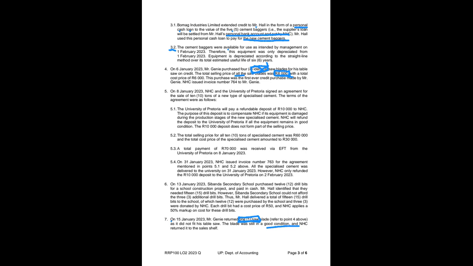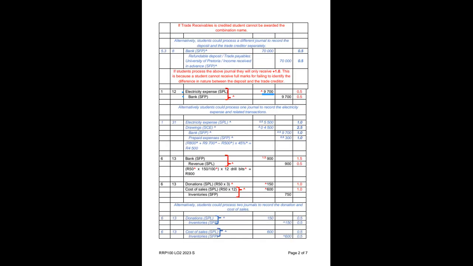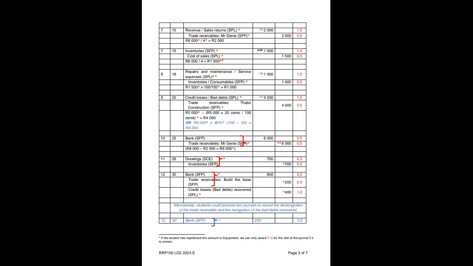So now let's go to the 15th of January. We're going to find the 15th of January on page 3 of your solution, right? And we see right at the top of the page there, we reverse. So it's simply the same journal entry that we would have passed when we purchased it, only this time it's in reverse. So instead of debiting trade receivables, we're crediting it and we're debiting revenue or sales returns, and the amount is 2,000 Rand. We got that by saying 8,000 divided by 4.